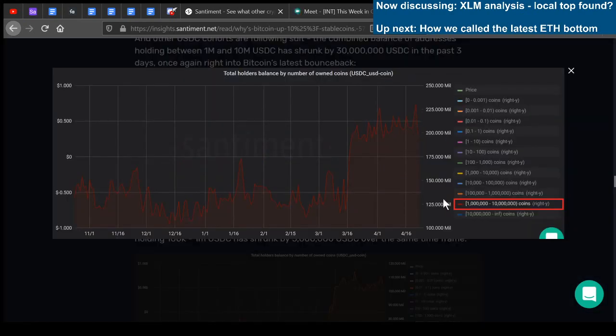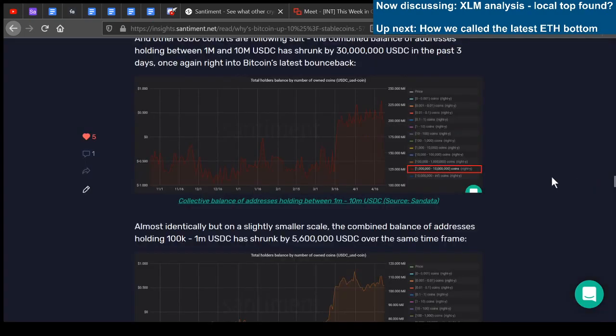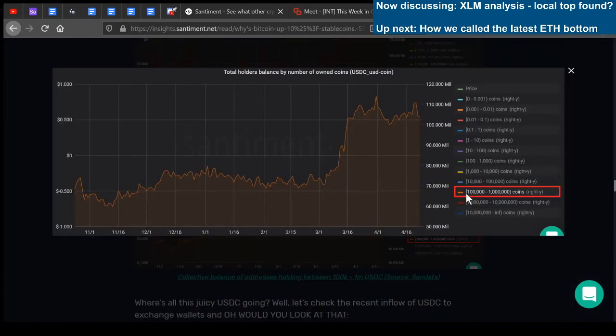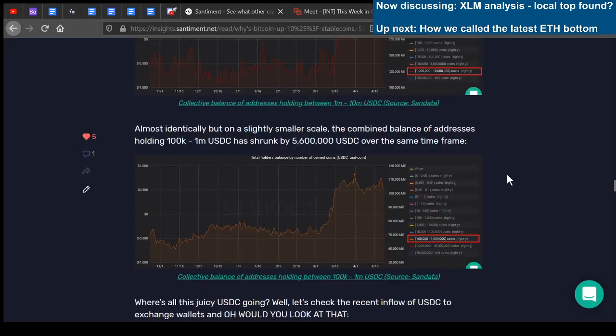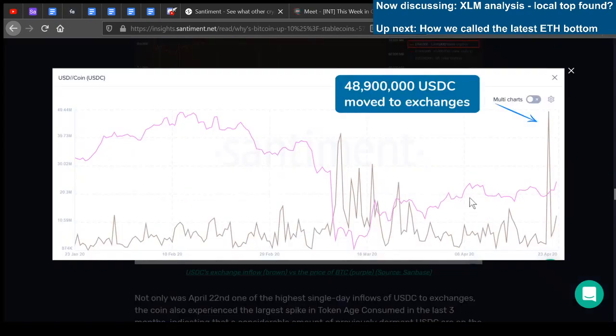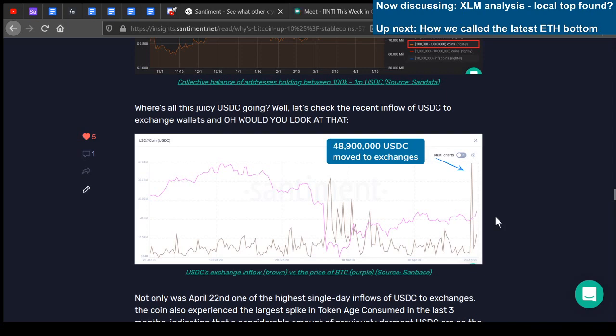And so here, once again, we're seeing the combined balances of USDC holders holding between 1 and 10 million USDC, so very wealthy stablecoin owners, which have started offloading their bags over the last couple of days. We're seeing the same behavior among addresses holding between 100,000 and 1 million USDC, also offloading their coins over the last couple of days. And then finally, you see this massive spike in exchange inflow of USDC in particular, right as Bitcoin started pumping. So once again, a sign that a lot of people are all of a sudden moving their stablecoins to exchanges. For what reason?